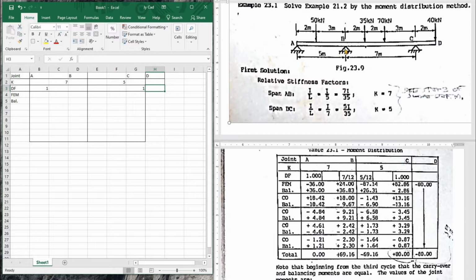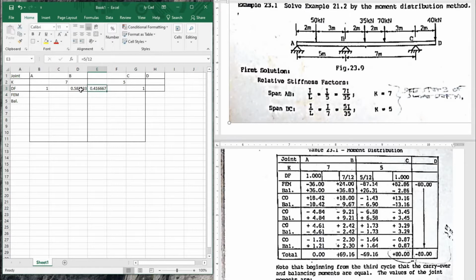Pero pagdating dito kay B, merong dalawang supports on its left and on its right. Kaya meron siyang dalawang distribution factor. And that is simply 7 divided by 12. 12 being the sum of the K. Okay? So, i-type here equal to 7 divided by 12. Ganon din dito sa kabila, equal to 5 divided by 12.